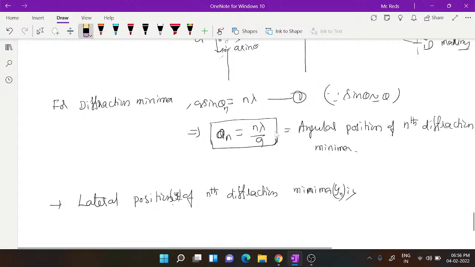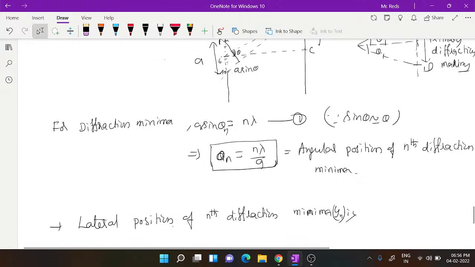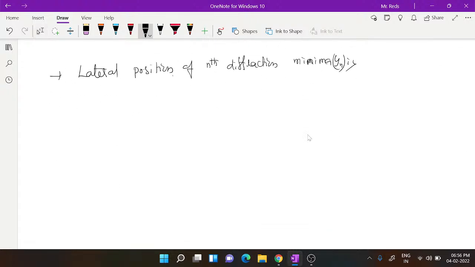Okay, it will be yn. How to get this yn? For this, let us make use of equation 1. Let us say this angular position is equation 2, this relation is equation 1. Equation 1 says a sin theta n is equal to n lambda.